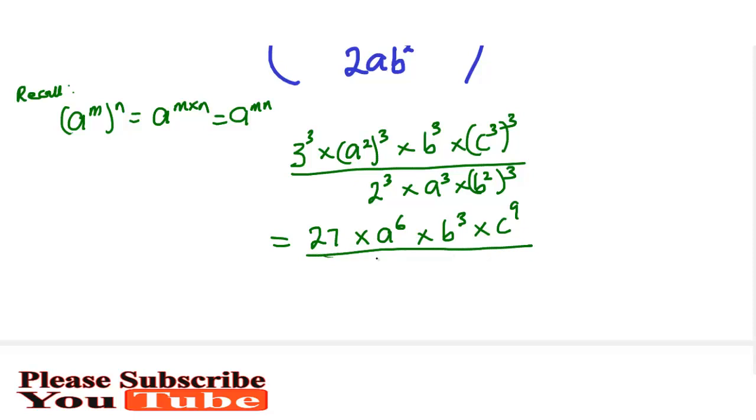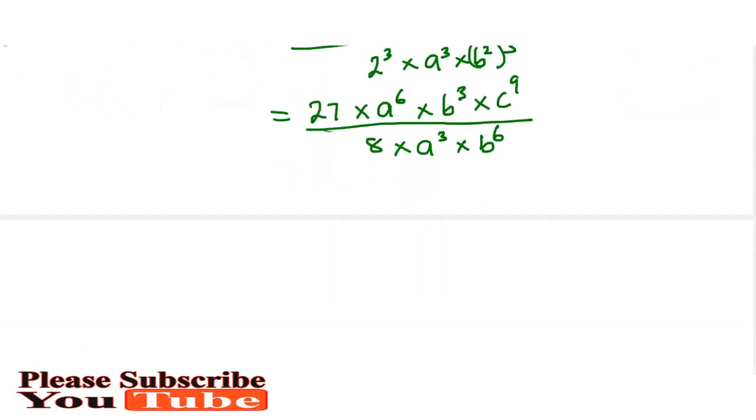Then everything divided by 2 raised to the power 3. That's 2 times 2, 4, 4 times 2, 8. What I mean is 2 raised to the power 3 is 2 times 2 times 2. So that will give us 8. Then times a raised to the power 3. Then times 2 times 3 is 6. So b raised to the power 2 raised to the power 3 is b raised to the power what? 6.